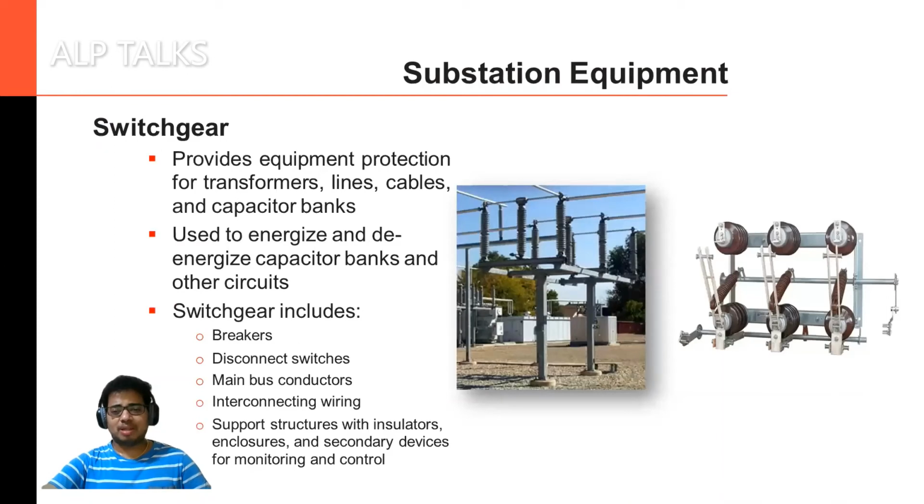We have other switchgear equipment also in the substation. It provides equipment protection for transformers, lines, cables, and capacitor banks. This is mainly the protection component. You can see it here, air braking and all. Use it to energize and de-energize capacitor banks and other circuits. Switchgear can include breakers, disconnect switches, main bus conductors, interconnecting wiring, support structures with insulators, enclosures, and secondary devices for monitoring and control.